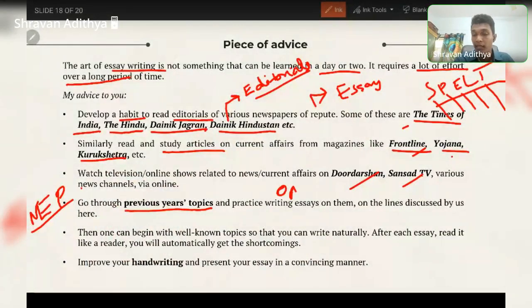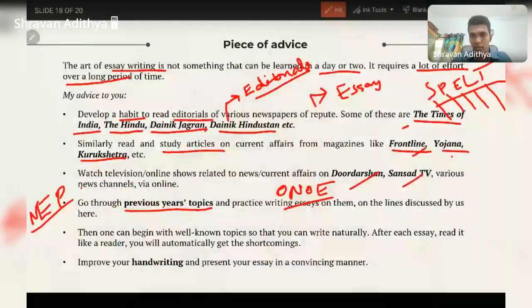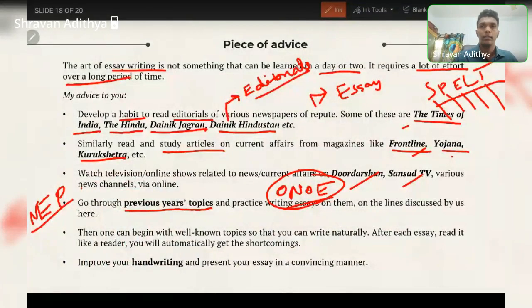One Nation, One Election is a burning topic right now, after the end of the five state elections. Everyone is talking about One Nation, One Election on TV channels and in debates. Suppose UPSC were to conduct an exam ten or fifteen days from now, that topic could be asked. You can expect that topic to come.